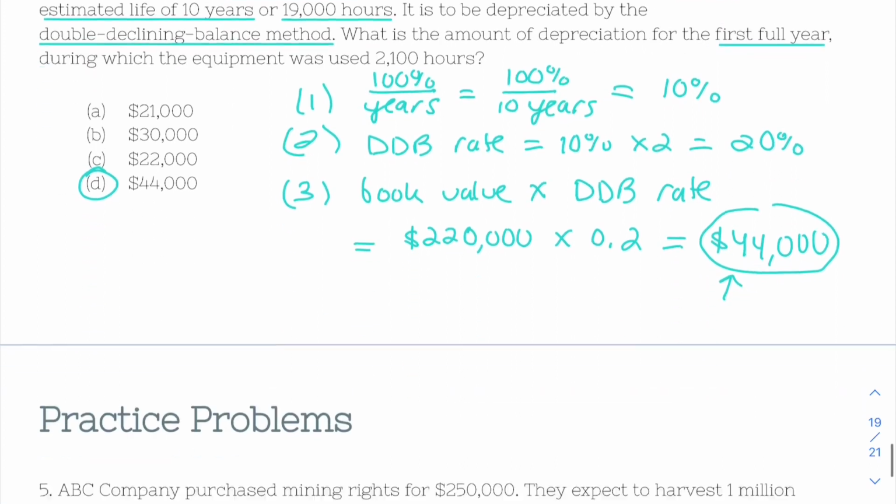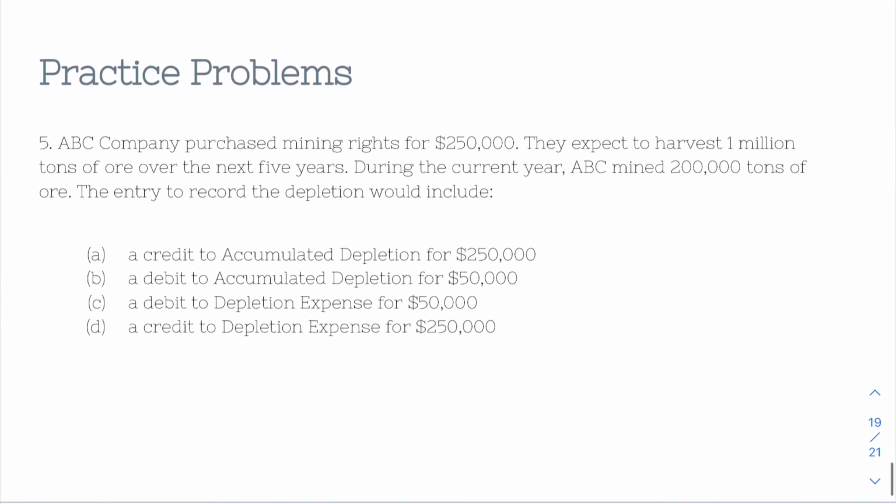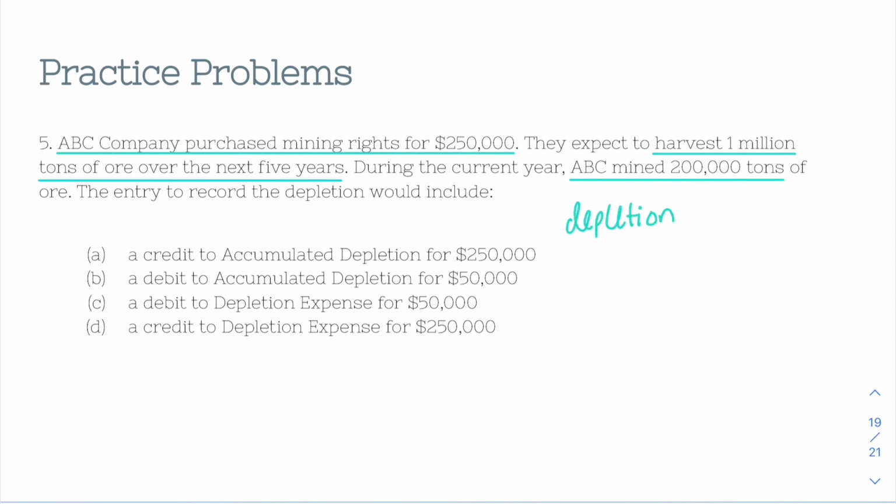And finally, we're going to do a depletion problem, so you're familiar with this as well. So, ABC Company purchased mining rights for $250,000. They expect to harvest 1 million tons of ore, so iron ore, over the next 5 years. During the current year, ABC mined 200,000 tons of ore. The entry to record depletion would include, so depletion, if you remember, is calculated on a per unit basis first.